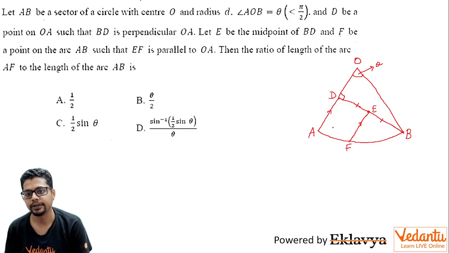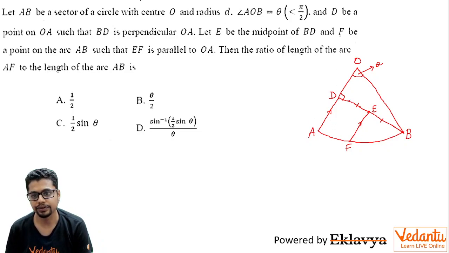If you see carefully, this is the situation where you have AOB as the sector, with O as the center of the circle or center of the sector, whatever you may want to say. Here D is such a point on OA such that BD is perpendicular to OA, E is the midpoint of BD, and you have EF parallel to OA, and since E is the midpoint, ED is equal to BE, and clearly FE is parallel to OA. That's what as per the question is.